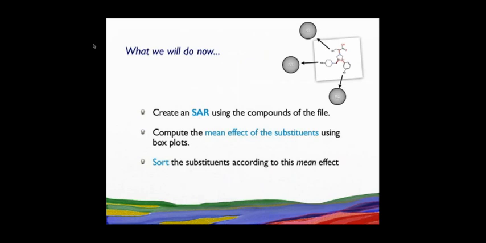And what we are going to do today is to create an SAR, so a structure-activity relationship table or view, using the compounds of this file. And then we will compute the mean effect of the substituents found using box plots. And then we will sort the substituents according to their mean effect, so the effect they produce on average.